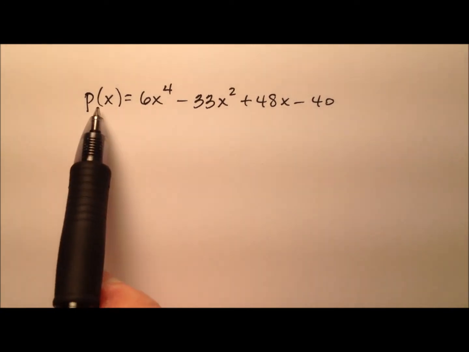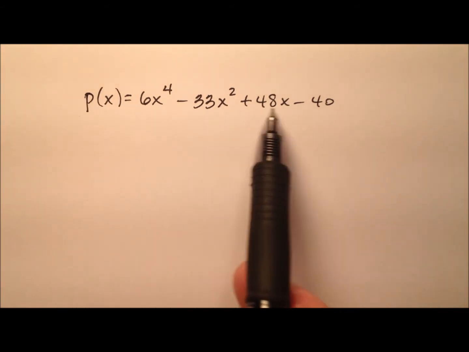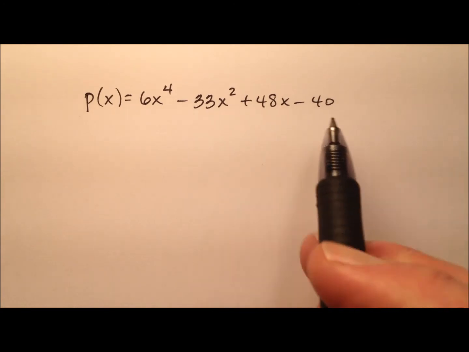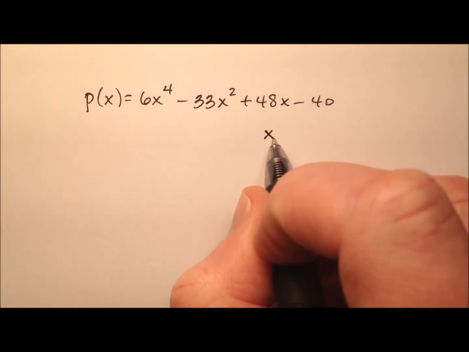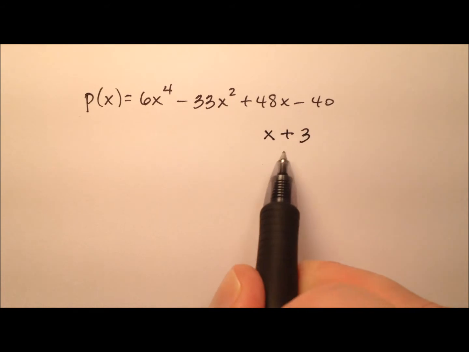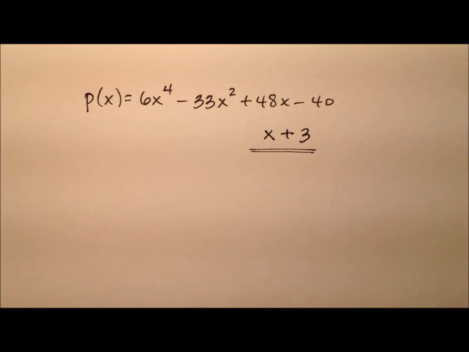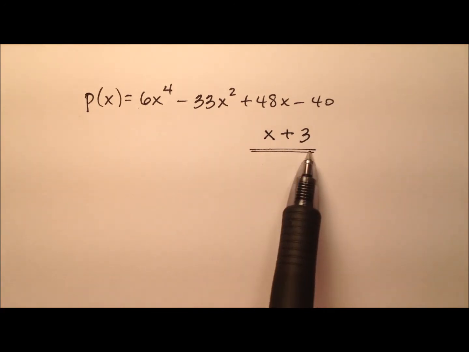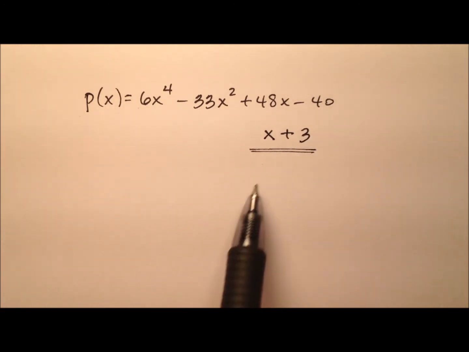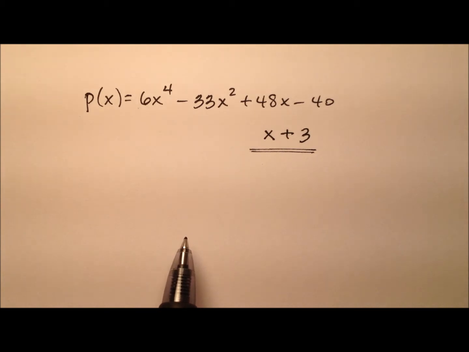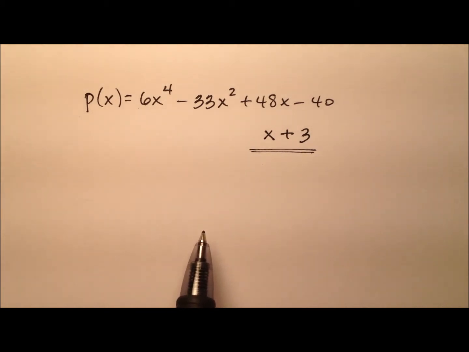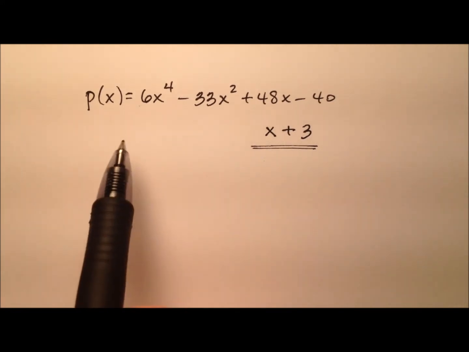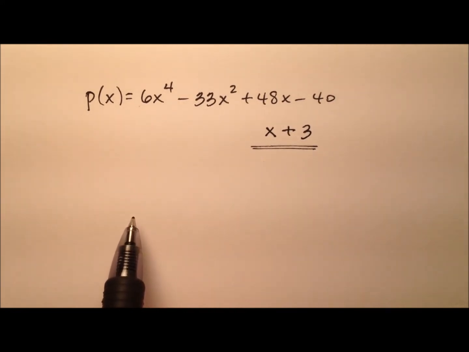We're going to look at this example here. We have p of x, and it equals this polynomial function. And we're also going to look at the linear binomial x plus 3. If we divide this polynomial, p of x, by x plus 3, the remainder will be the same as if we were to just take the k value and evaluate the function there. Maybe that didn't help any more for an explanation, so let's go ahead and work it out so you can see.